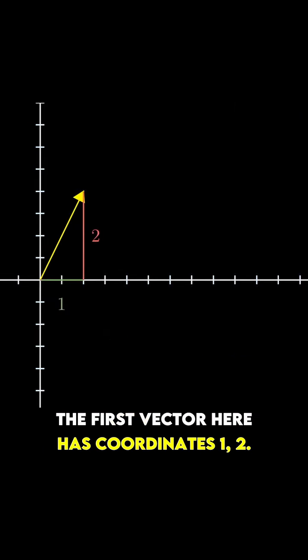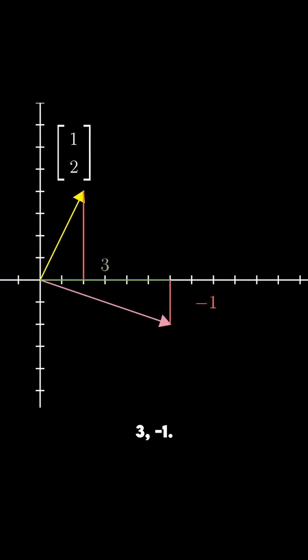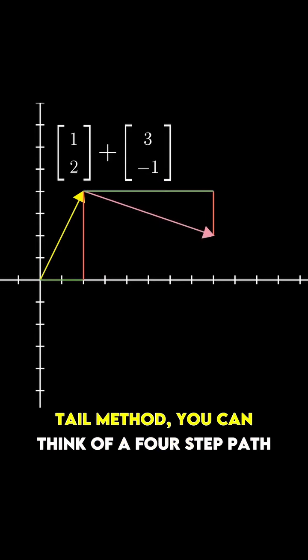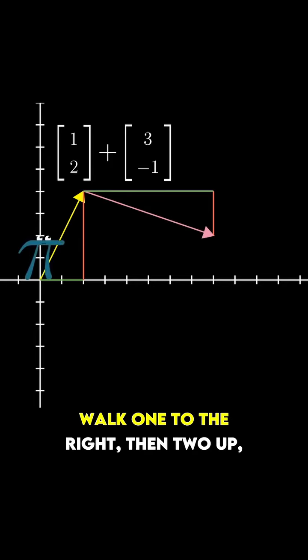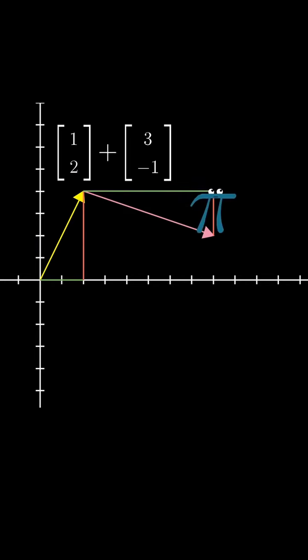The first vector here has coordinates 1, 2, and the second one has coordinates 3, -1. When you take the vector sum using this tip-to-tail method, you can think of a 4-step path from the origin to the tip of the second vector. Walk 1 to the right, then 2 up, then 3 to the right, then 1 down.